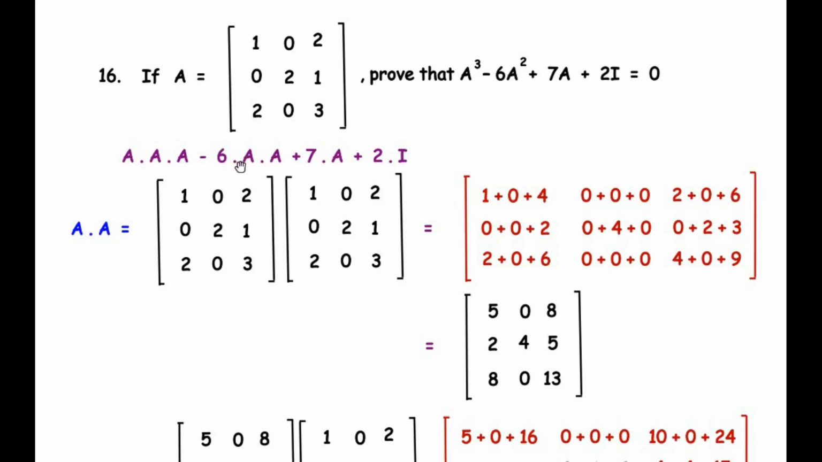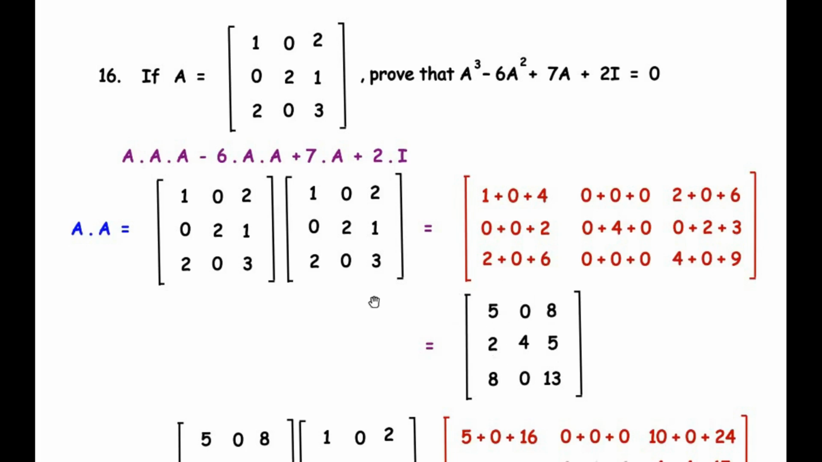So here A square represents A times A. So we have written here minus 6 times A times A plus 7 times A plus 2 times identity matrix. Now let us begin with A times A. So here you can see that I have written A times A and multiplied this matrix by itself. Now this is again a 3 by 3 square matrix multiplication. So here I have written in detail. You can pause the video and check if you get the same numbers over here. A times A simplifies as this matrix.